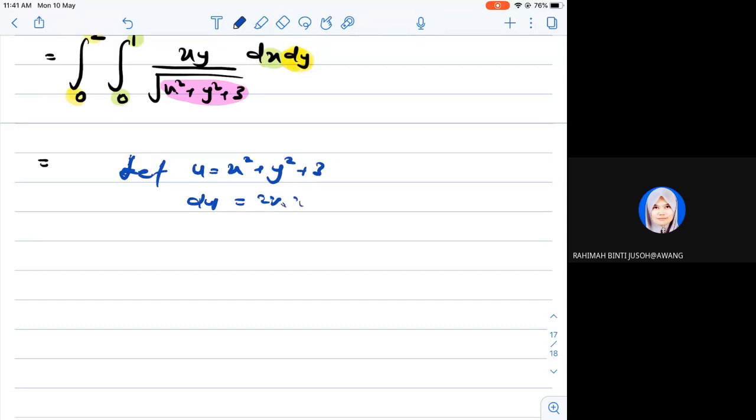La ilaha illallah. Saya punya marker ni dia tak keluar-keluar lah.